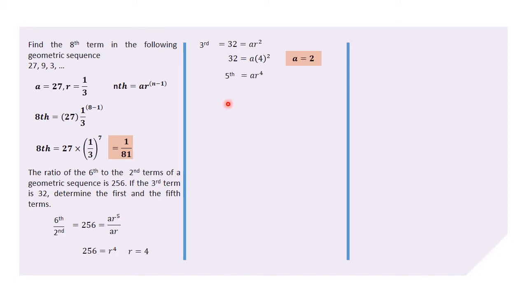The fifth should be given by AR raised to power 4. We know the value for both A and R. So putting the values in the formula, we're going to get the value to be 2 times 256, which is 512. And that's the answer that is expected in that second part there.